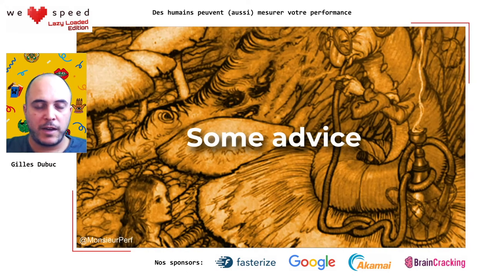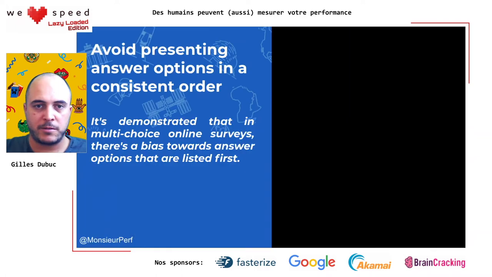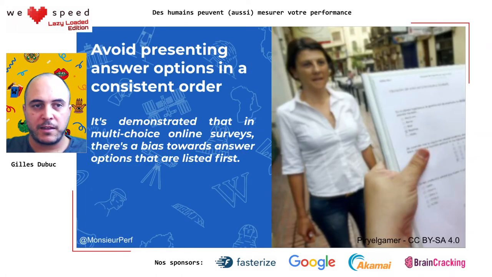So some quick advice if you want to venture into this and ask your users what they think of your performance. When you do a microsurvey like this, it's very critical to randomize the order of the possible answers. It's been proven that when you have multiple choice answers, people will tend to have bias towards the first ones that are listed. And so it's very important to shuffle the order so that you don't have any ordering bias in the responses that people are going to pick.